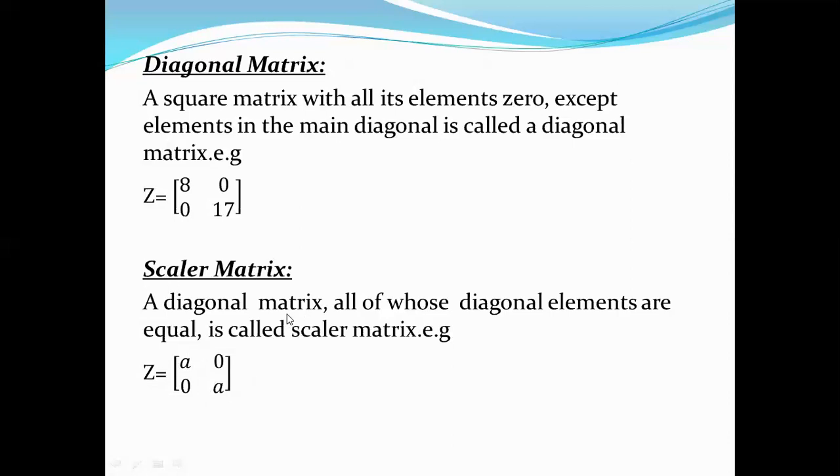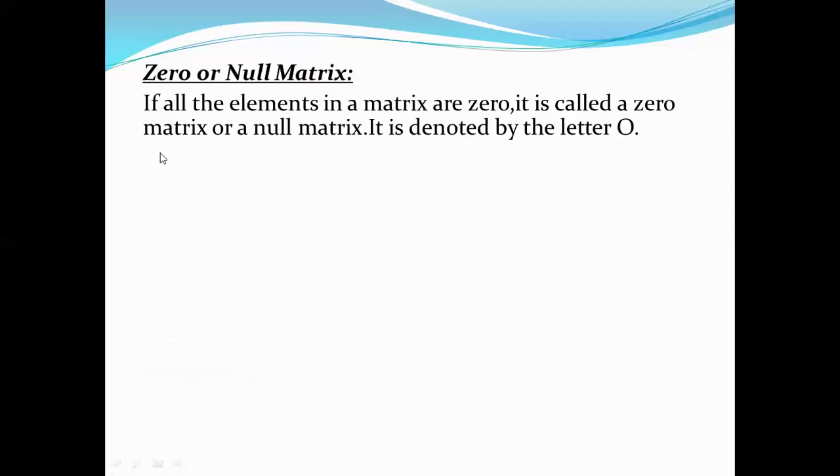Now next is 0 or null matrix. If all the elements in a matrix are 0, it is called a 0 matrix or a null matrix. It is denoted by the letter O. So D equal to [0, 0, 0, 0]. There are 4 elements, all are 0. Here E equal to [0]. There is only one element and both are examples of 0 or null matrix.